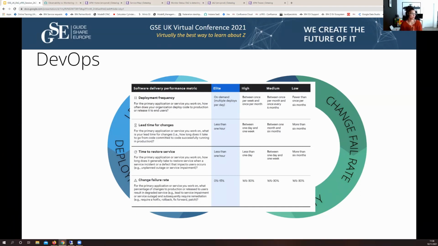Some things that I want to highlight are the elite performance, obviously, because that's where we all want to be. Elite performers are able to deploy code multiple times a day. Their lead time to a change is less than an hour. Their ability to restore services after a failure is equally under an hour. And their change failure rate is 0 to 15%.